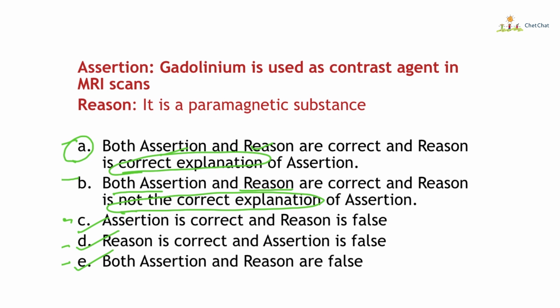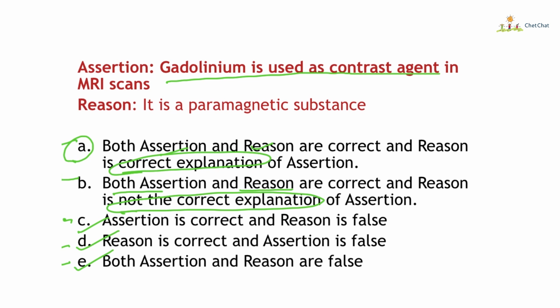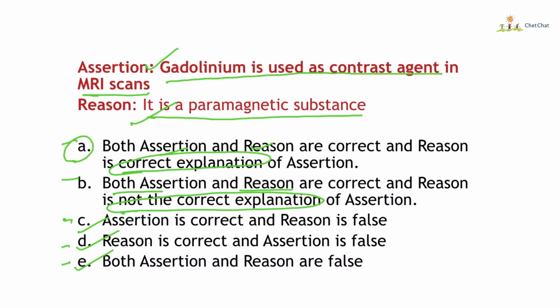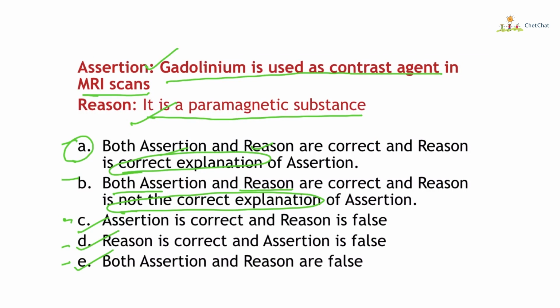So this is the first differential you have to make, whether it's A or B, whether it's C, D or E. Now once you've come to the conclusion that both these statements are correct, we have an example here. Gadolinium is used as a contrast agent in MRI scan. We all know that. Gadolinium is the most common and usually the only one we talk about. The reason that is given is that it is a paramagnetic substance. So we know that gadolinium is a paramagnetic substance. This is also true. Now comes whether it has to be the reason for the same or not. So now I have two words that you have to apply: and, because. So you have to use and or because between these two statements.